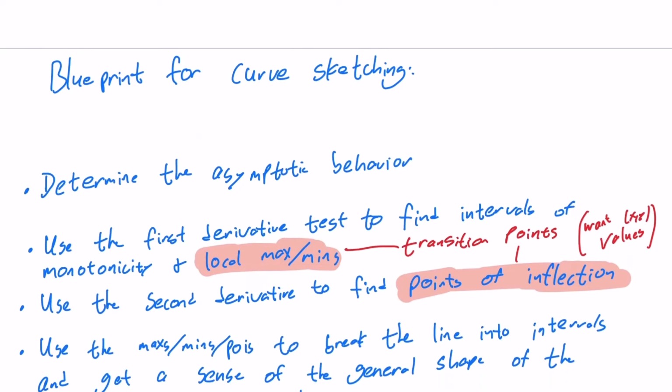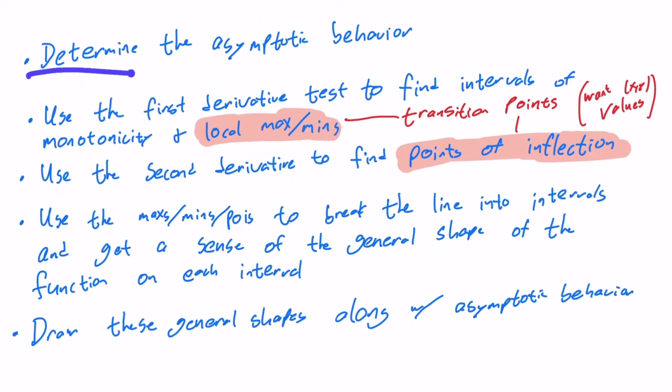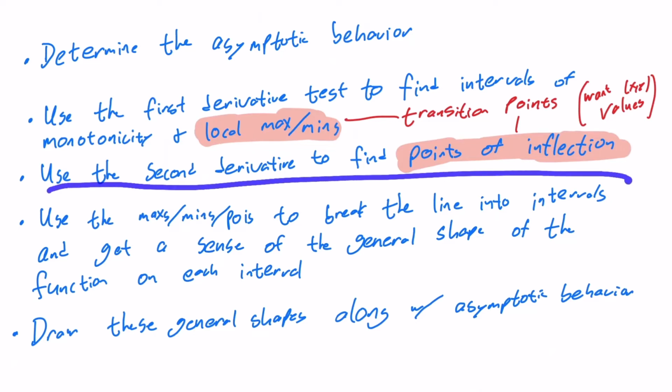How do we actually go about this? Well, here's a little blueprint. Step one is we determine the asymptotic behavior. That means we take the limit as x goes to infinity or as x goes to negative infinity, and that tells us the end behavior of the graph, what's happening at the ends. Then we use the first derivative test to find the intervals of monotonicity and the local maximums and minimums. And then we use the second derivative to find the points of inflection.